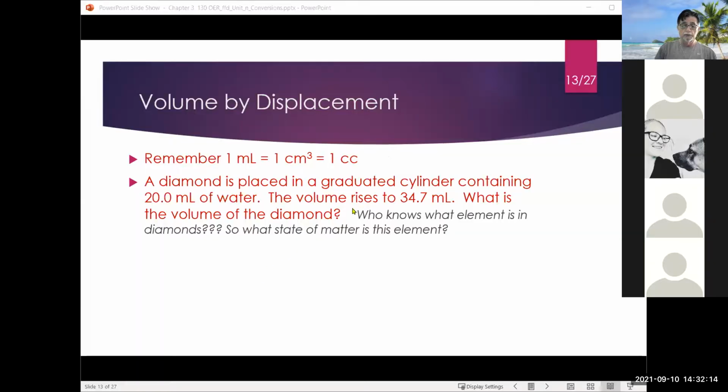Okay, let's finish up this chapter here. We were finishing up here. Okay, so any other questions concerning these conversions?